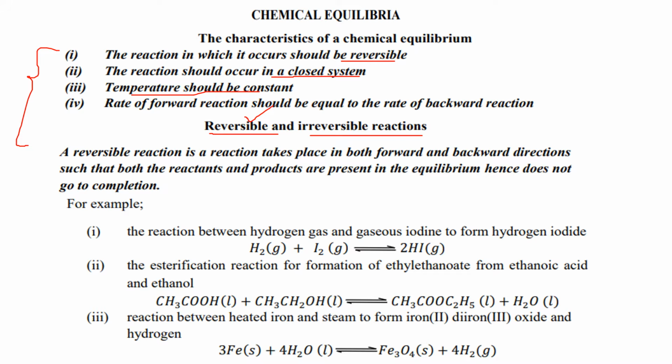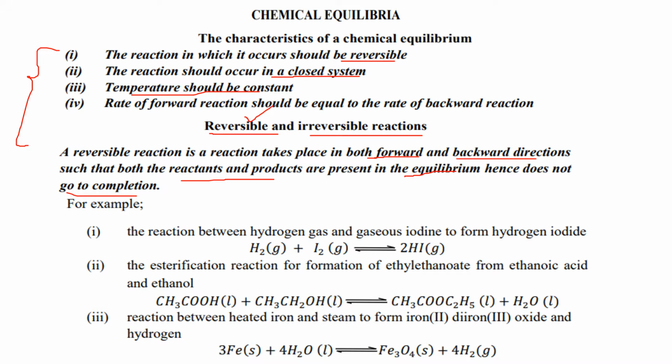So how can we define a reversible reaction? A reversible reaction refers to that reaction that takes place in both the forward and backward directions, such that both the reactants and products are present in equilibrium, hence does not go to completion. So in simple terms, a reversible reaction is that reaction that takes place both in the forward direction and the backward direction. And when such reactions are taking place, both the reactants and products do not react to completion or do not form to completion. So that's the best way we can define a reversible reaction.